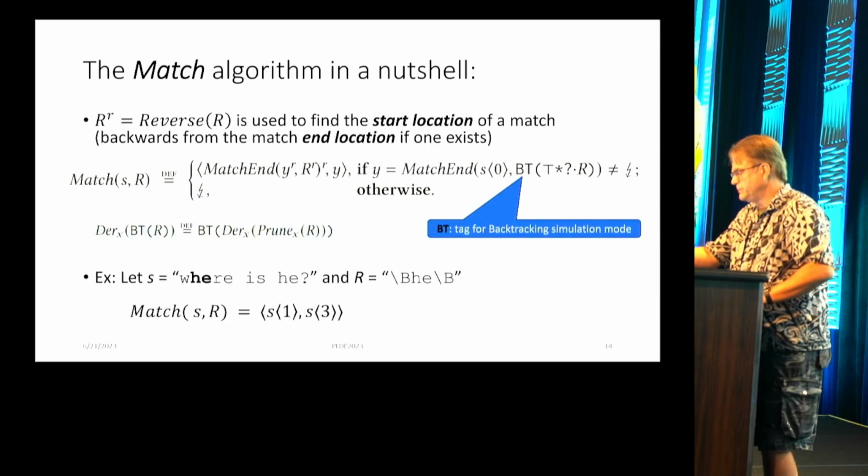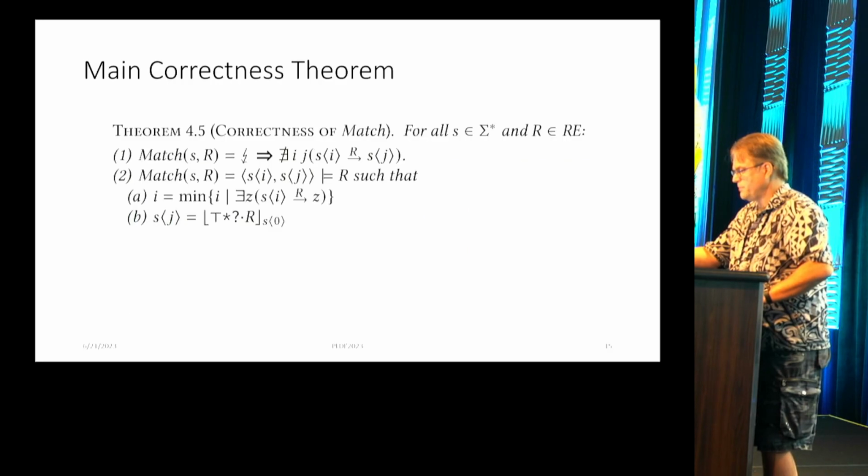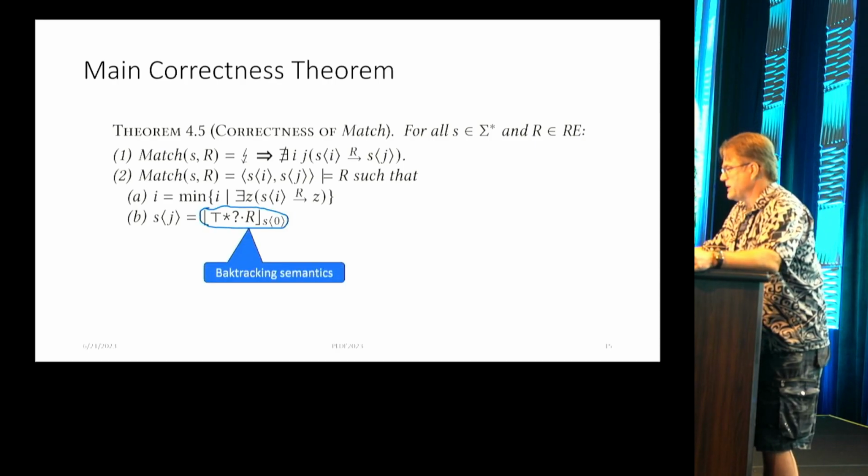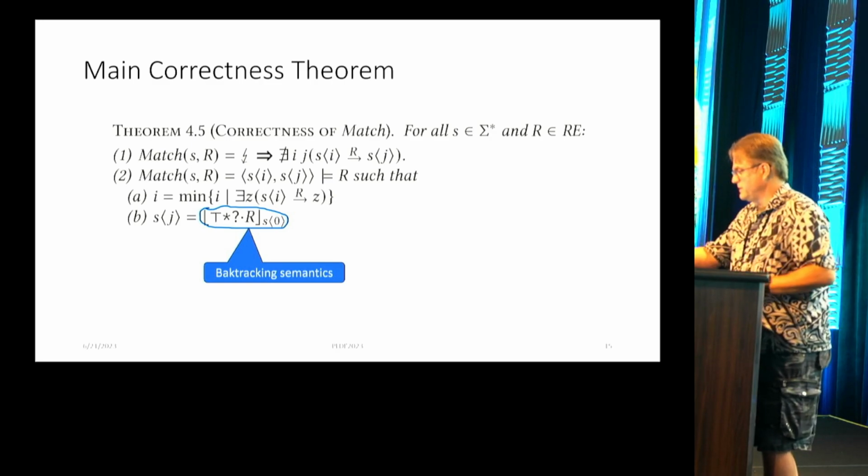And yeah, in this example, you would find the first "he" because the regex demands that the "he" is bounded by non-word borders. That's another anchor. So, the main theorem, the correctness theorem, I only wanted to state it here, but highlight an aspect that is, we actually formalize what backtracking semantics means in the paper and then prove its correctness with respect to the derivatives.